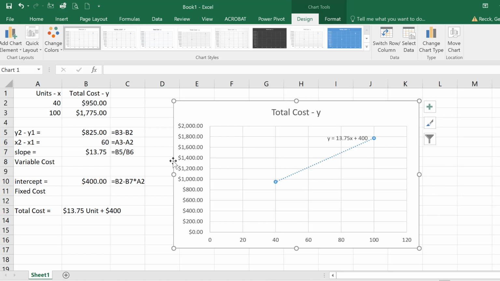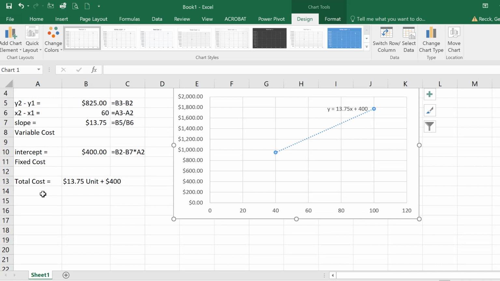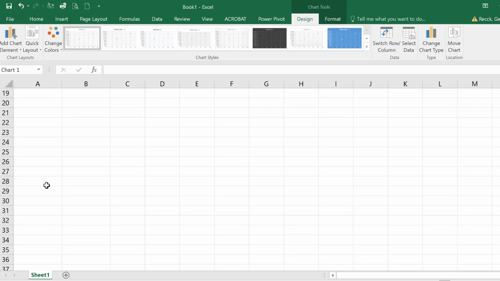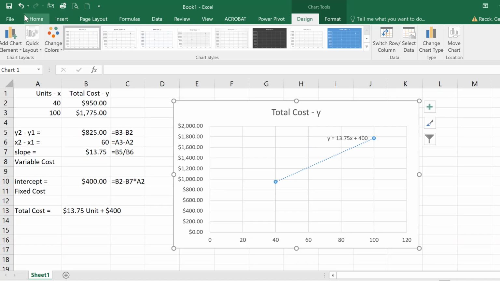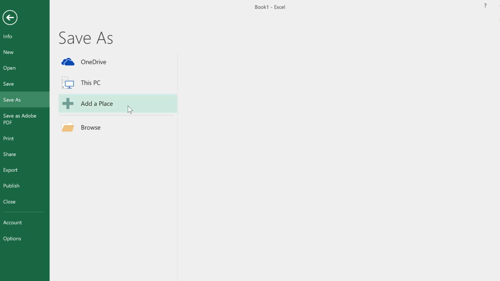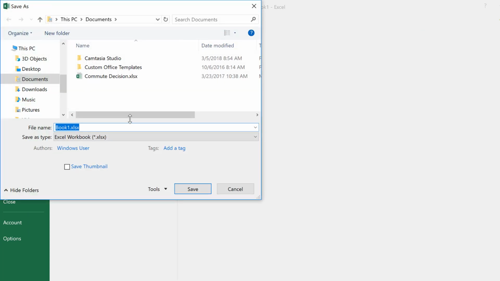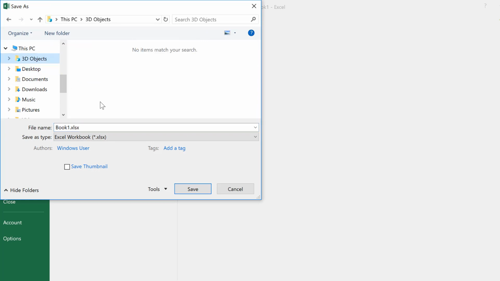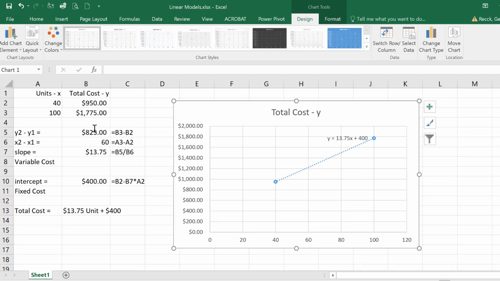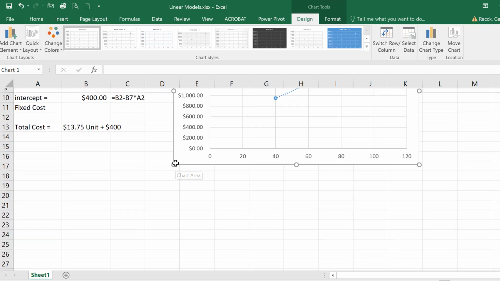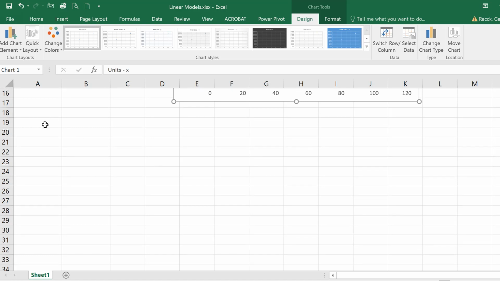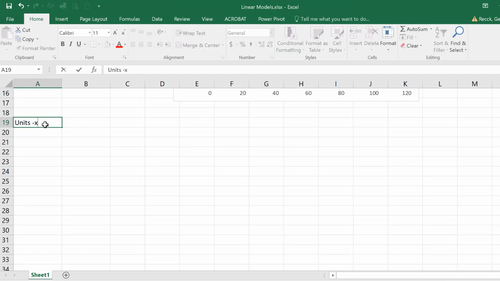Now let's try that a little bit different way. I'm going to slide down to a new screen because I want to keep this all together. And in fact, now that I've done such a good job here, I'm going to save this. I'm going to save this on my desktop as linear functions, or linear models, I should say. And we'll refer back to it. So I'm going to make another set of points. Units again is going to be X. Total cost is going to be Y.